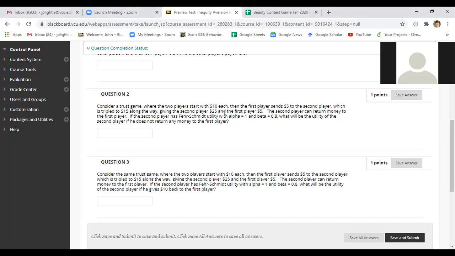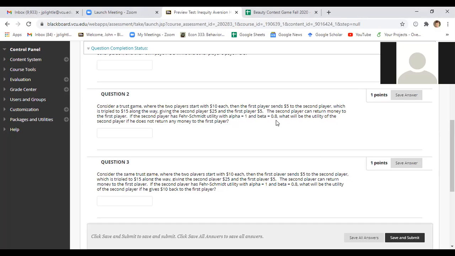Well, I guess because he took the difference between 25 and 5 and got 20. Would you agree with that? Yeah. And that's the difference in the payoffs. You have to multiply that by beta because that tells you how much guilt you feel. And 20 times 0.8 is 16. Okay. That's just the math there. 0.8 times 20. Yeah.